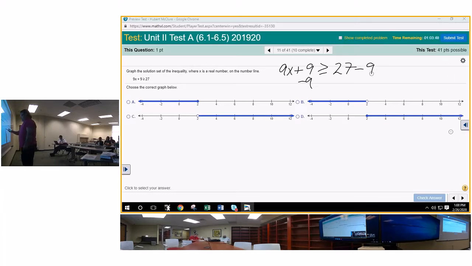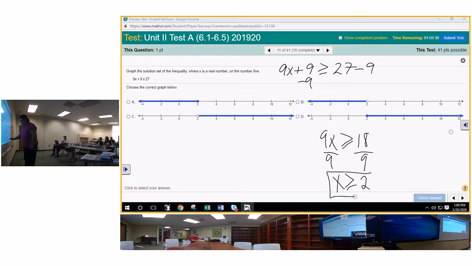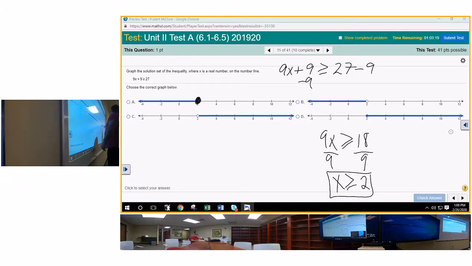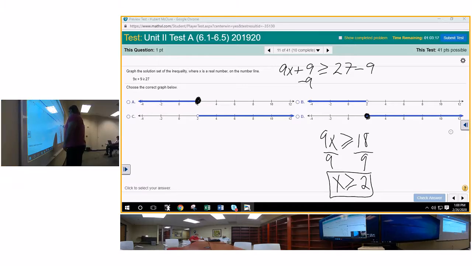Negative 9, negative 9, that gives us 9x is greater than or equal to, what's 27 minus 9? 18. 18 divided by 9, and x is greater than or equal to 2. Now, I'm going to graph it. I'm going to find me a 2, and I'm going to put a solid circle on 2.